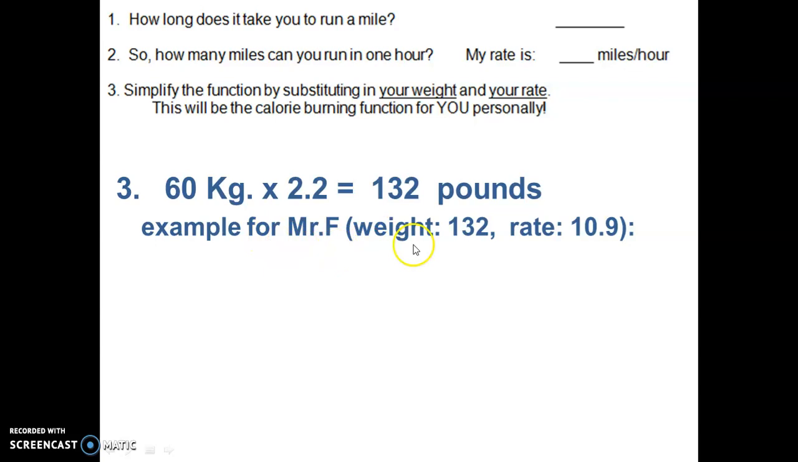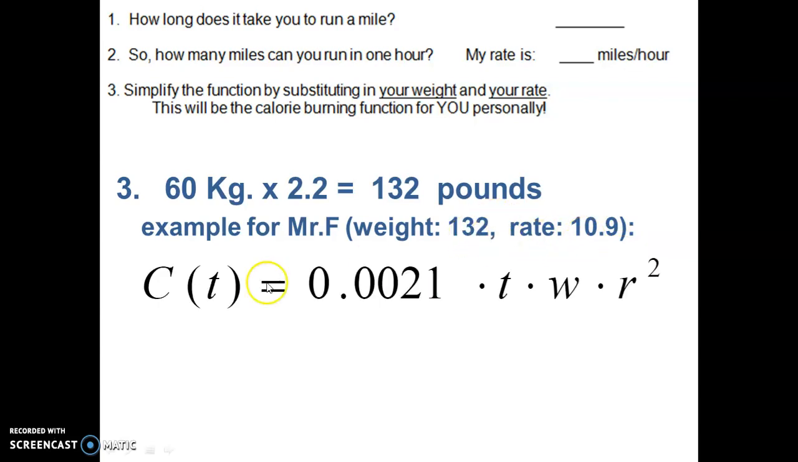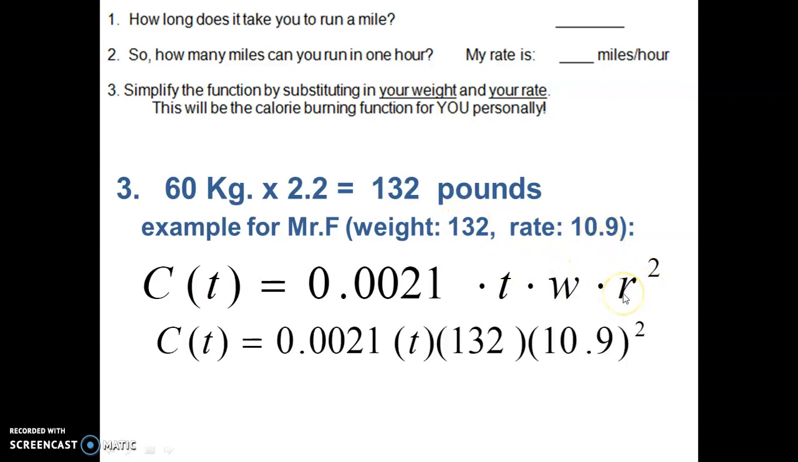So again, this is an example for me. I have a weight of 132 and a running rate of 10.9 miles per hour. You should have unique numbers for you. Now going back to the function it gave us, we're going to replace weight here with the weight you found in pounds, and your rate, your speed of running, here. So for me, I'm going to rewrite this function. The weight has been replaced with 132 pounds. The rate has been replaced with my speed, but I've kept the t as a variable.